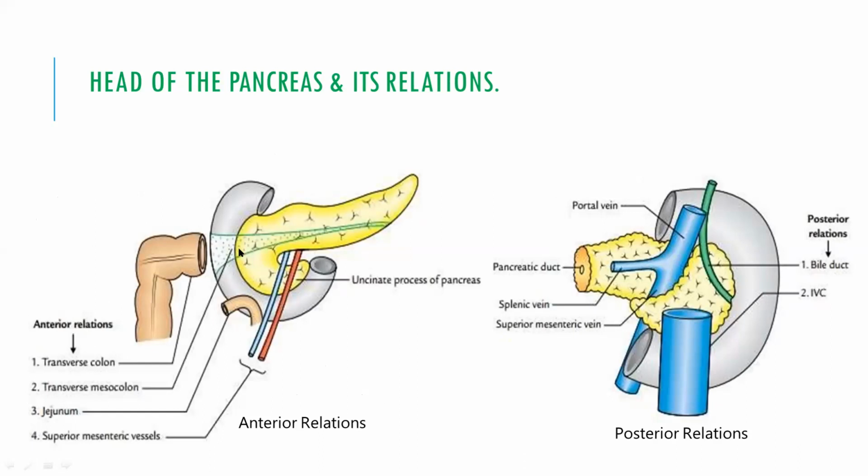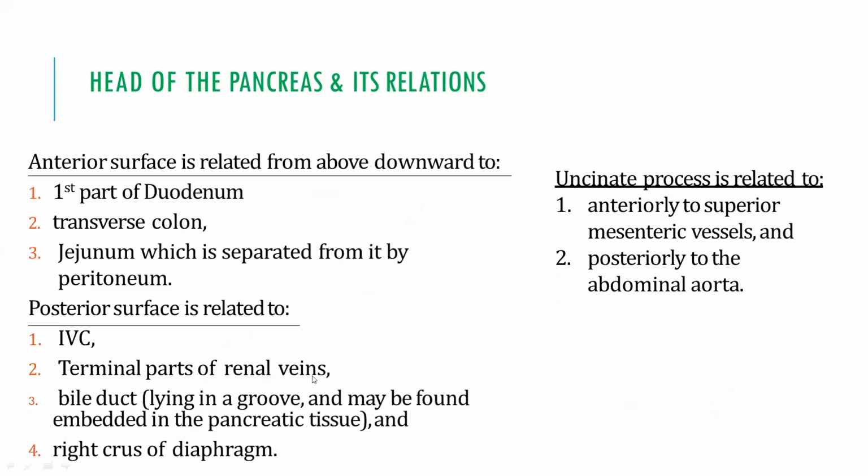So consider the anterior surface: you are going to observe the first part of duodenum, transverse colon, and the coils of jejunum. Posteriorly you are going to observe inferior vena cava, bile duct, as well as terminal parts of renal veins and right crus of diaphragm.